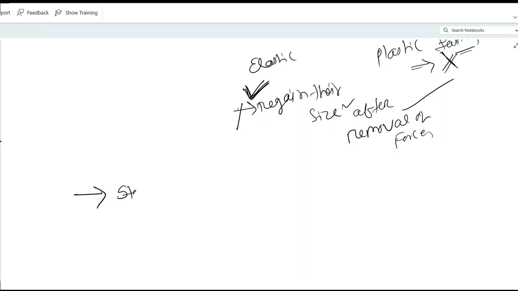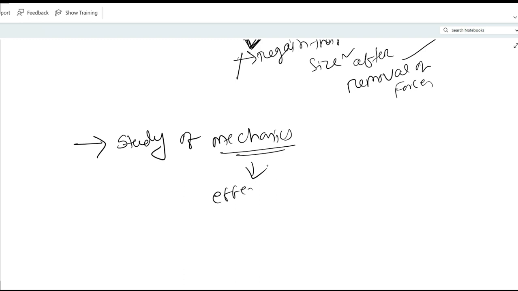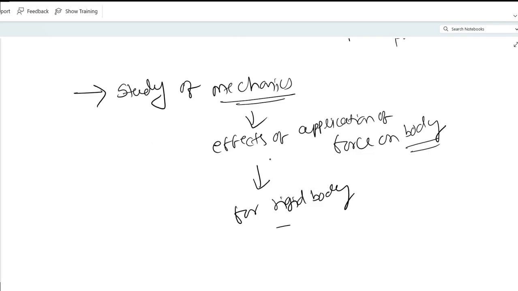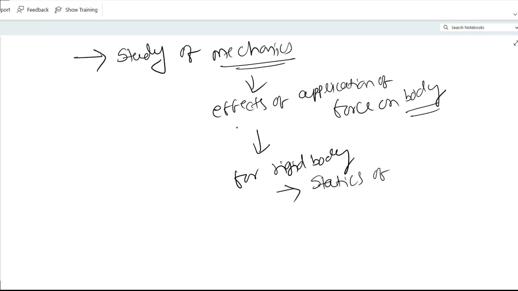So the study of mechanics, that is the effect of application of force on body, for rigid body we may call as statics of rigid body.